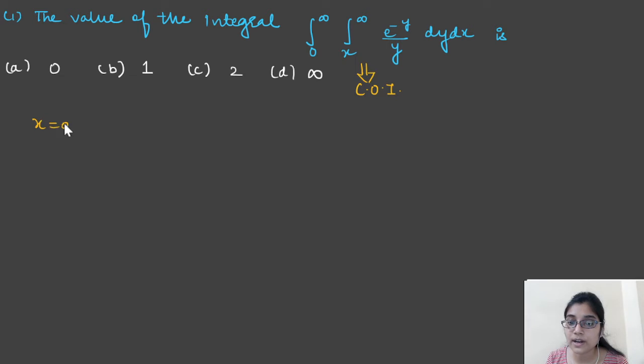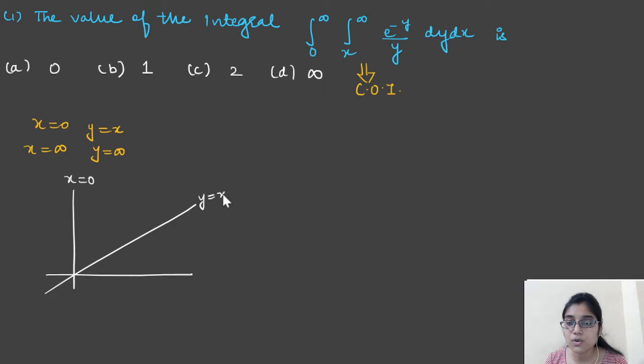What I'll do, I'll just write down the limits. This is your y is equal to x, and this is your y is equal to infinity. As we have already discussed in the previous sessions, this is your x is equal to 0, this is your y is equal to x. Though this line doesn't represent x is equal to infinity, we still considered it, and that's why I am drawing these lines as dotted lines. Fine. So our region is bounded between which lines? From x is equal to 0 to x is equal to infinity, then from y is equal to x to y is equal to infinity.